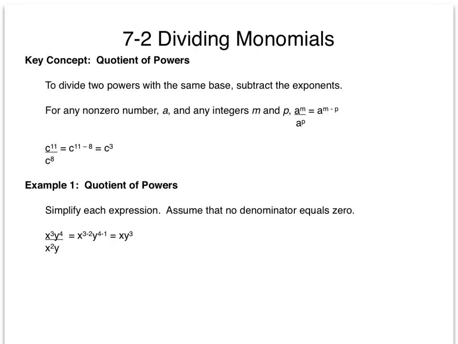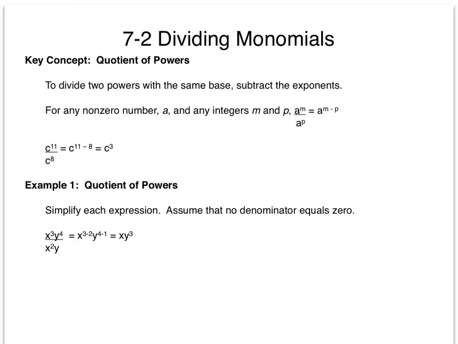Today let's begin section 7.2, Dividing Monomials. We will start by learning several properties just as we did with multiplying monomials in the last section. The first property is the quotient of powers property. To divide two powers with the same base, subtract the exponents. So for example, c to the 11th power divided by c to the 8th power equals c to the 11 minus 8th power equals c to the 3rd.